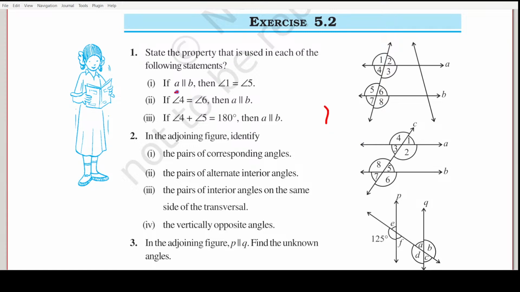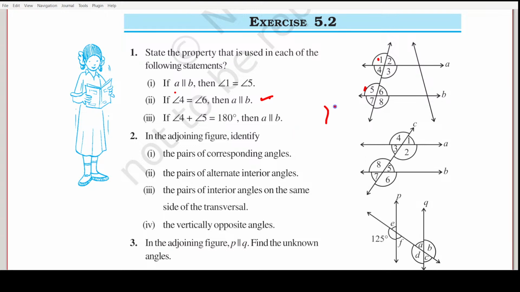Okay. So A is parallel to B, and then he's saying 1 equals 5. What are these two angles? They're corresponding. Very good. 4 equals 6. Those are alternate interior. 4 plus 5 equals 180. That is true. 5 is corresponding to 1. That's why 4 plus 5 equals 4 plus 1. That's why 180. Okay?